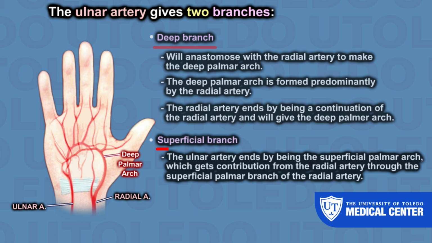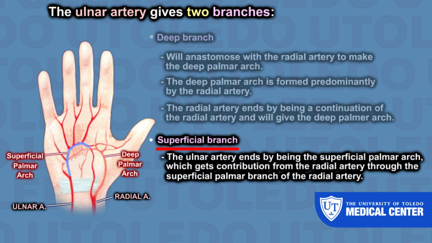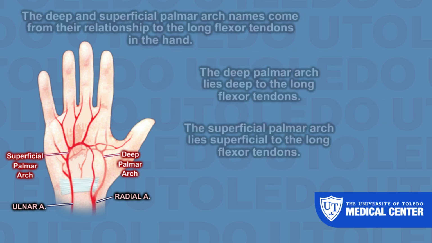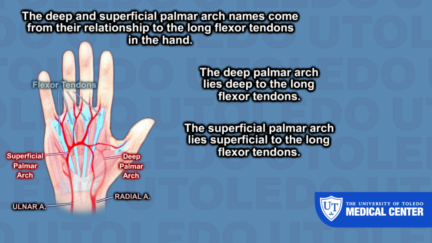And then there is the superficial branch. The ulnar artery ends by being the superficial palmar arch, which gets contribution from the radial artery through the superficial palmar branch of the radial artery. The deep and superficial palmar arch names come from their relationship to the long flexor tendons in the hand. The deep palmar arch lies deep to the long flexor tendons. The superficial palmar arch lies superficial to the long flexor tendons.